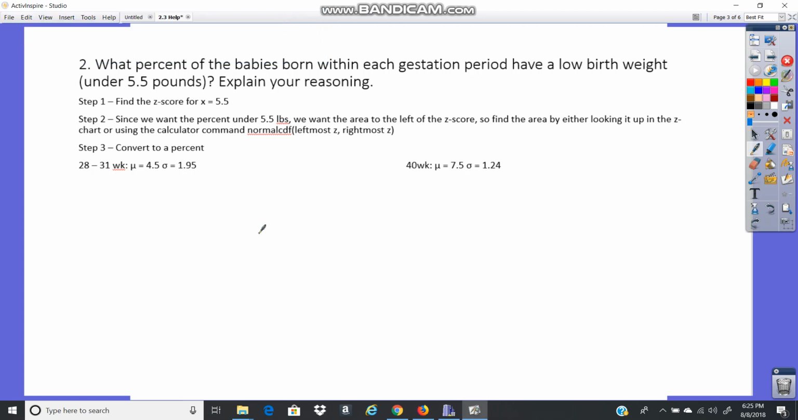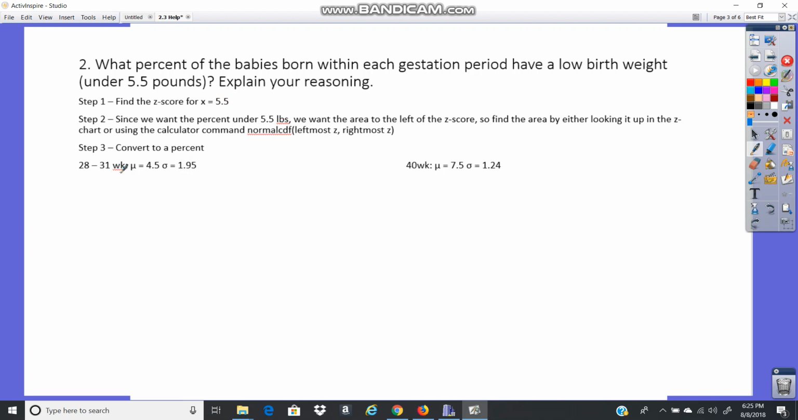Okay, the next thing we're looking at is this problem here. What percent of babies born within each gestation period have a low birth weight under 5.5 pounds? Okay, so I've written out the steps for us. The first thing we want to do is find the z-score for 5.5 pounds.